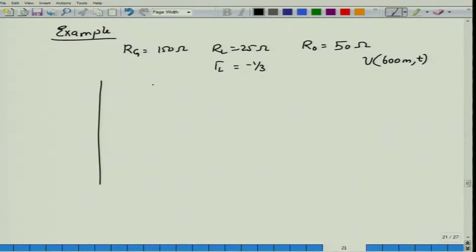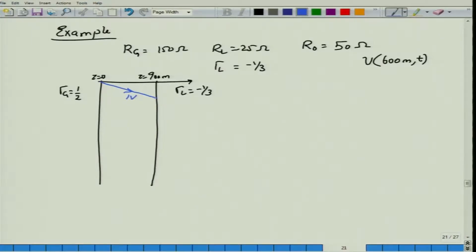I will construct the lattice diagram over here first. All the values that we require are already here. Gamma G is equal to half, gamma L is equal to minus 1 by 3. This is at 900 meter, this is at Z equal to 0 meters, okay. So, we begin with a V1 plus, which is the same as the previous case, which is 1 volt. So, the 1 volt wave propagates from the sending side and reaches the load side, at which point it gets reflected. What is the reflected voltage amplitude? Minus 1 by 3.